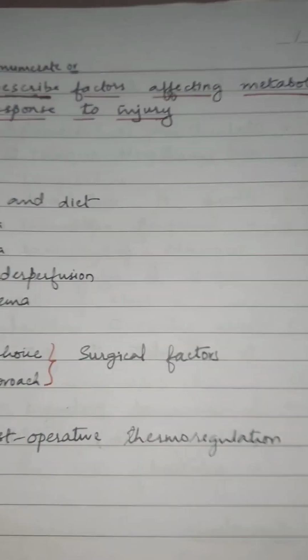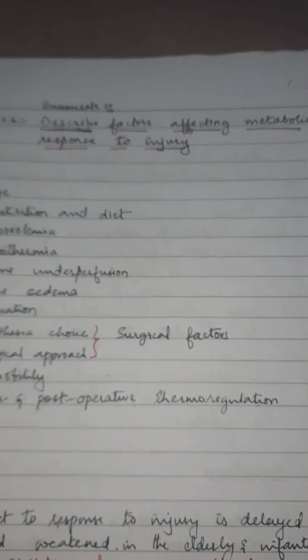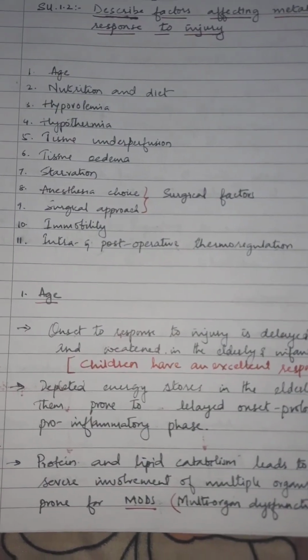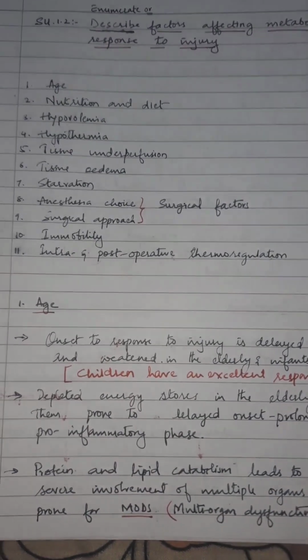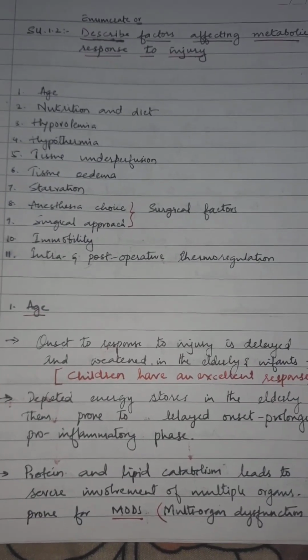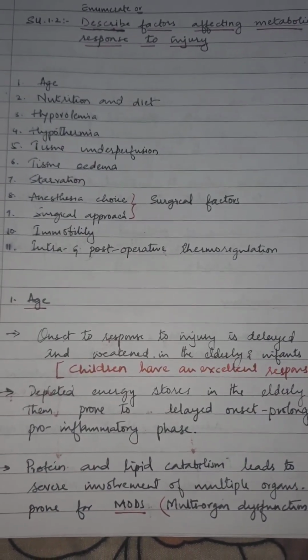This is: enumerate or describe the factors affecting metabolic response to injury. Right. So there are 10 to 11 factors that affect the metabolic response to injury. Earlier we learned what were the metabolic changes or metabolic responses to injury. Now we'll learn the factors.